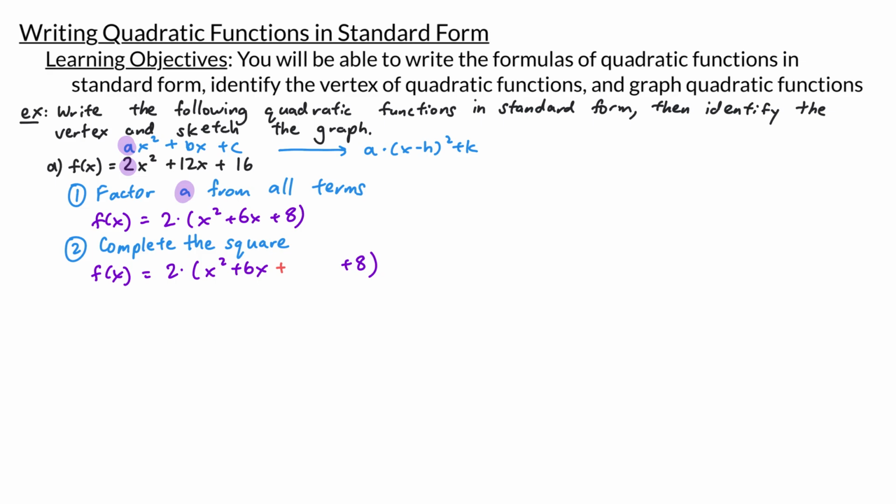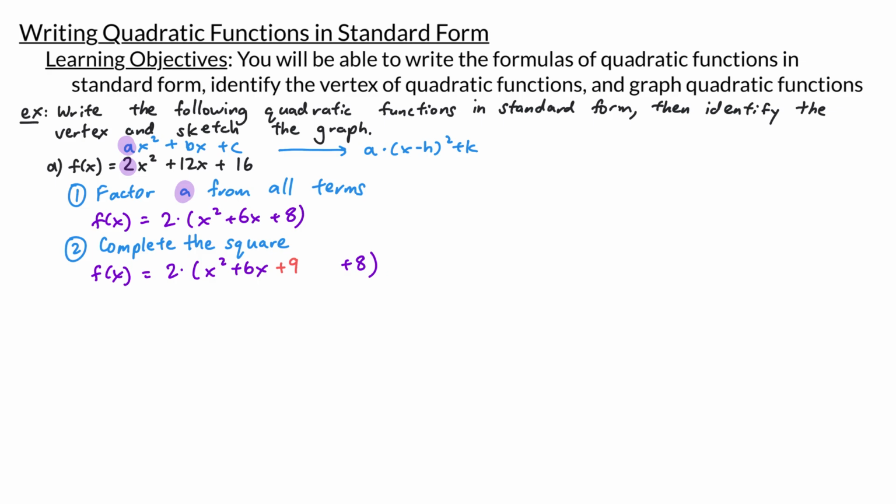Remember that to complete the square, you want to look at the number in front of the x, the 6 here. You want to divide that by 2 and then square the result. So 6 divided by 2 gives us 3, and 3 squared gives us 9. So if we add 9 to this, the resulting polynomial can be factored as a square.